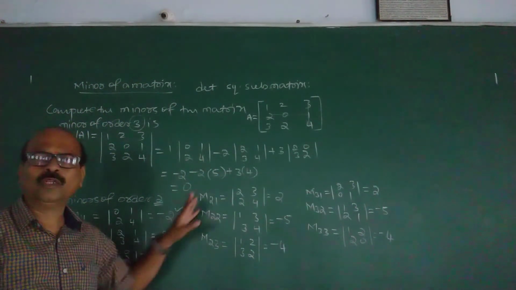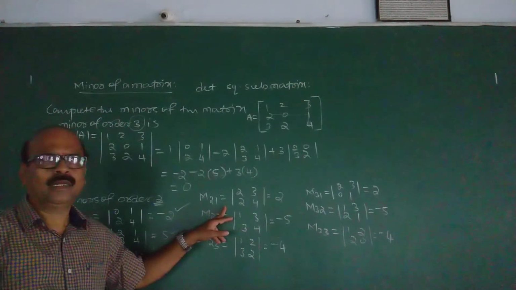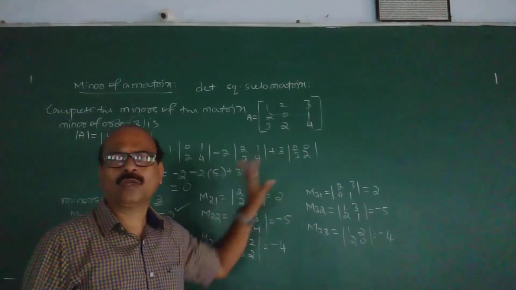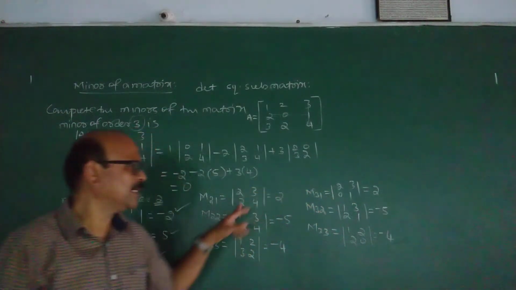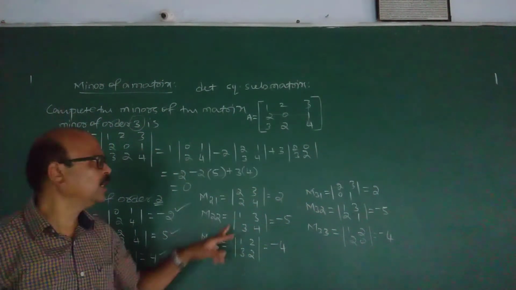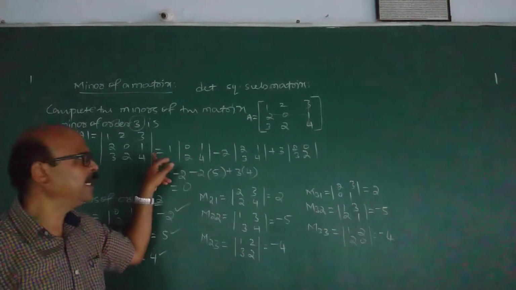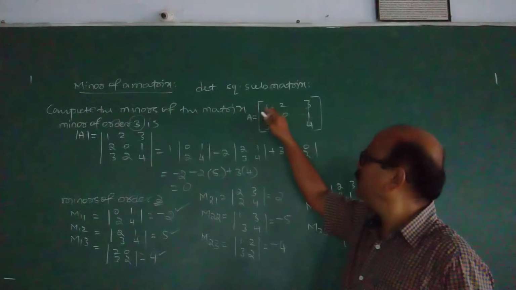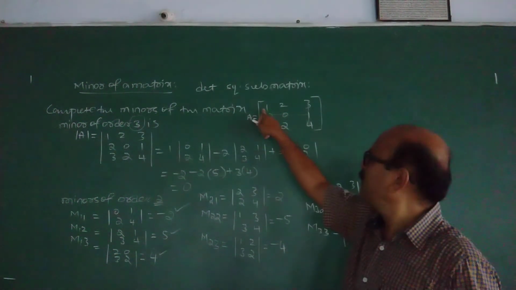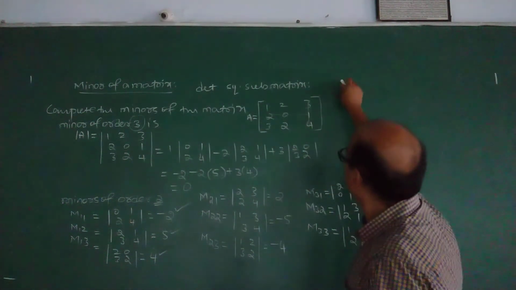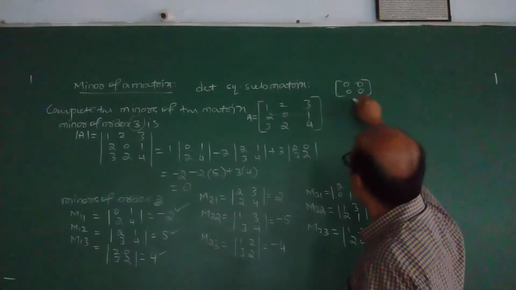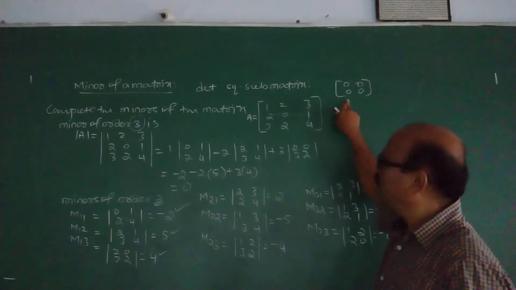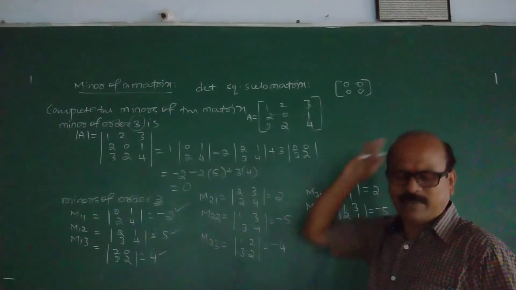Important, what is a minor of order 2? A minor of order 2 means it is the determinant of a square submatrix of order 2. That is called a minor of order 2. How many minors are there? 12 minors of order 2, 1 minor of order 3 and 9 minors of order 1. Each element is known as a minor of order 1. Therefore, if it is a zero matrix, then all the minors are 0.